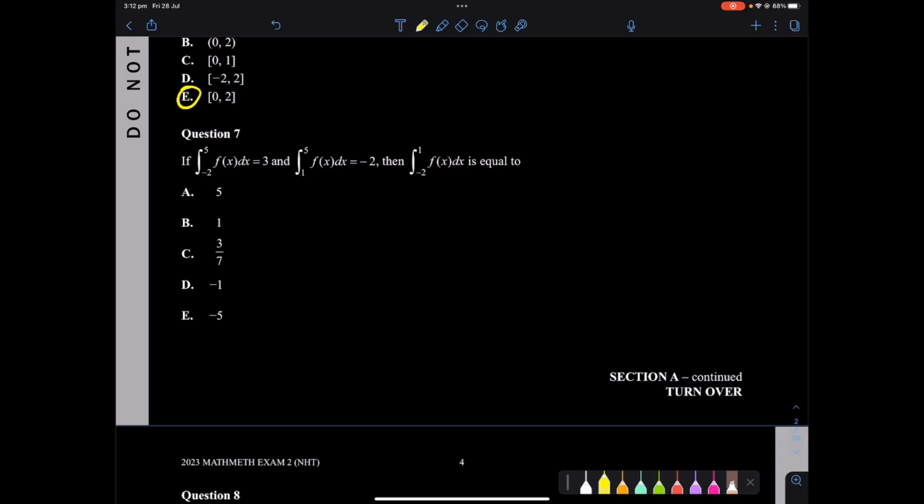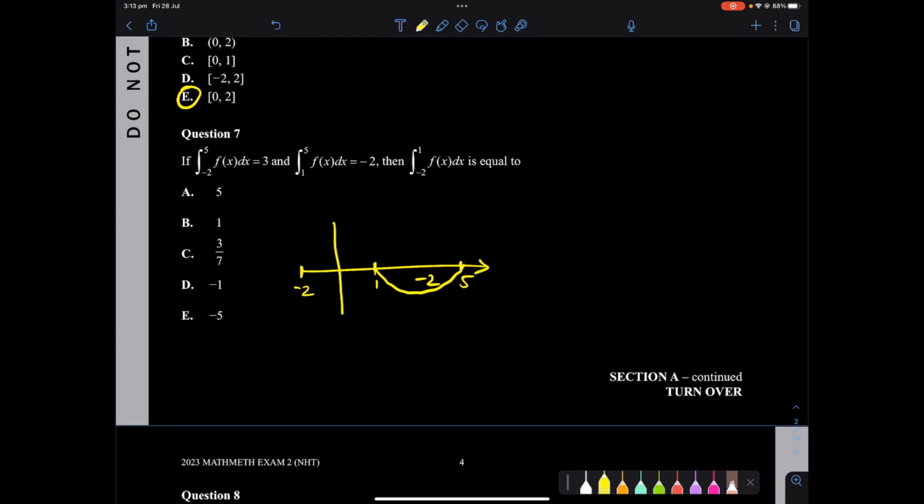Question 7. If from -2 to 5, f of x is 3, and from 1 to 5 is this, and we want to find negative 2 to 1. For this, I'm just going to draw a quick graph. Let's say this is 1, this is 5, and this is negative 2. We know that 1 to 5 is a negative number, so it must probably look like this, a negative integral.